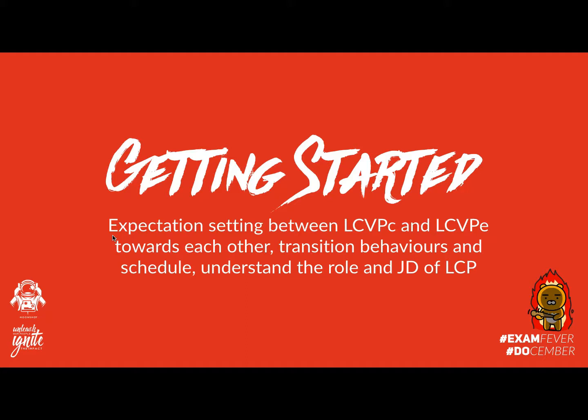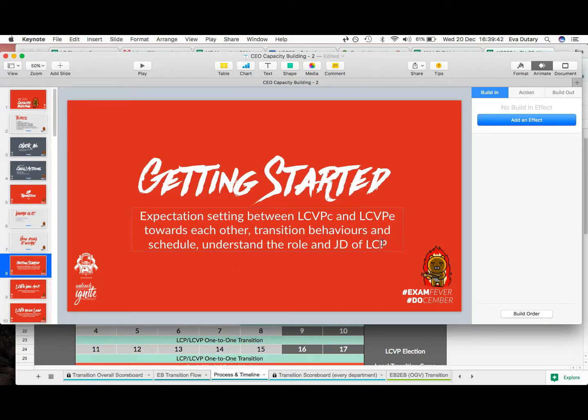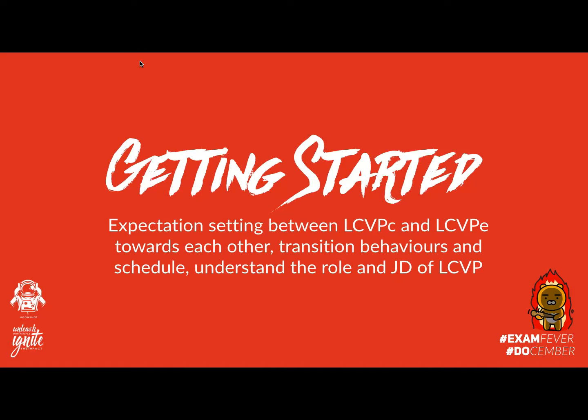So basically when you set expectations, it's about what you want to learn from this transition and what we will have with each other. For example, I promise you that I'm going to be accountable, punctual, responsible, and that I will execute my transition homework. This kind of stuff makes sure that everyone is on the same page between the current and elect LCVP.